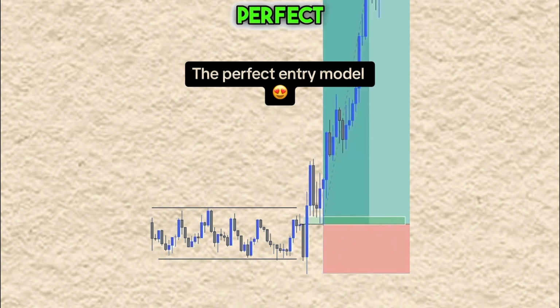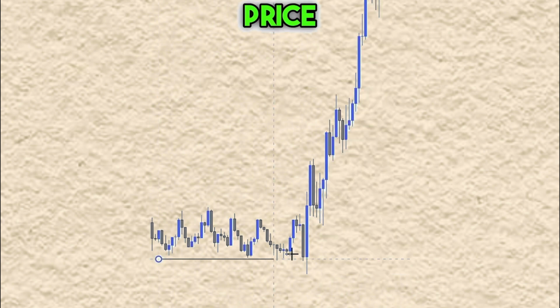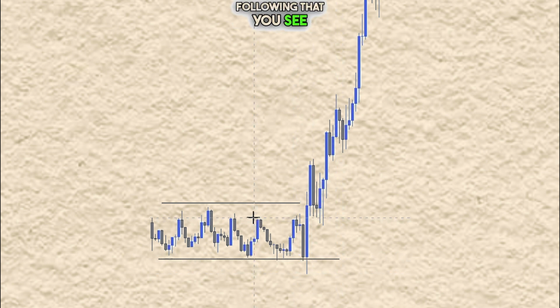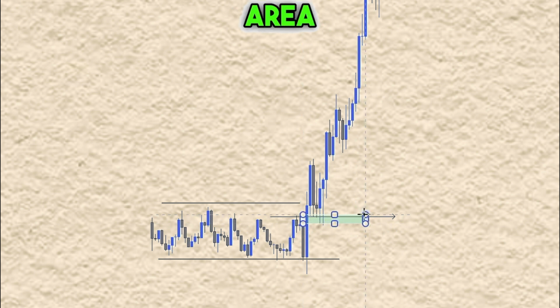This is what the perfect entry would look like. You see price consolidating, and then you see price manipulate lower. Following that, you see price break above this structure, leaving a nice area of imbalance and an order block. You can enter inside this imbalance, inside the order block, wherever you want. Now, you're going to see these trades all the time.